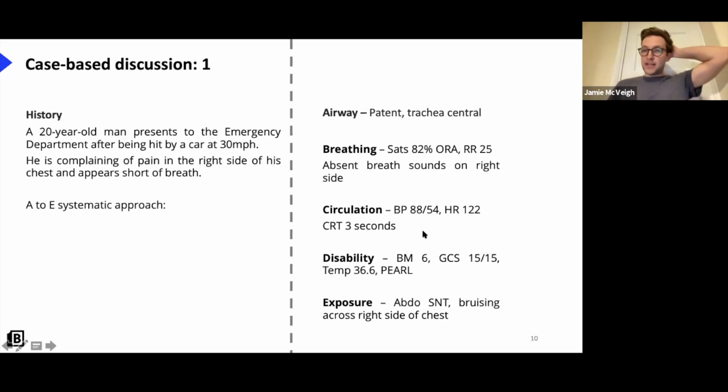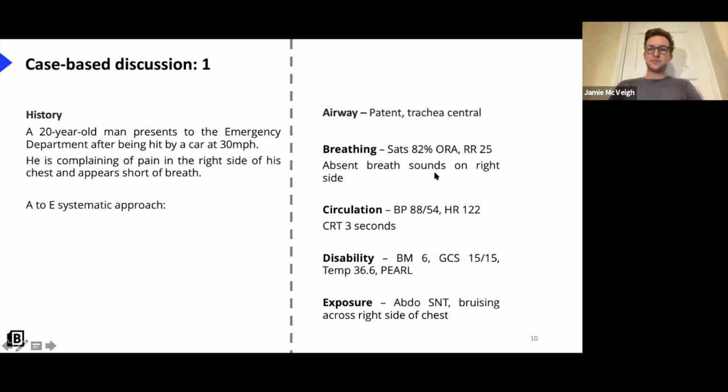So move on to circulation. You do his obs and you find out that this guy's got a blood pressure of 88 systolic, and his heart rate is 122. Cap refill time is 3 seconds. He's a bit cool. So for a 20-year-old man to have those observations, are we worried? Are we not worried? What do we think? Pop it in the chat. And how worried?